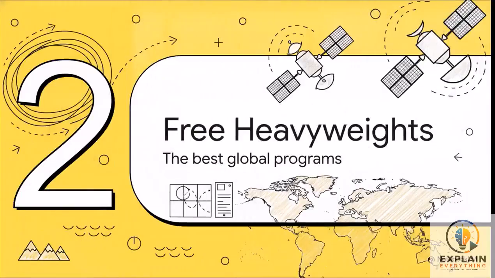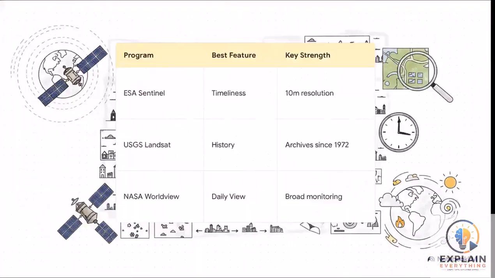Moving right along to Section 2, the free imagery heavyweights. Let's break down these massive government programs by what they do best. Here are your heavyweights cleanly contrasted. If you're looking for crisp, frequent updates, the European Space Agency's Sentinel-2 is totally your go-to, offering global coverage that refreshes every few days at a 10-meter resolution. But hey, if you want to see how a coastline or a city has evolved over decades, the USGS Landsat program is basically your personal time machine, all the way back to 1972.